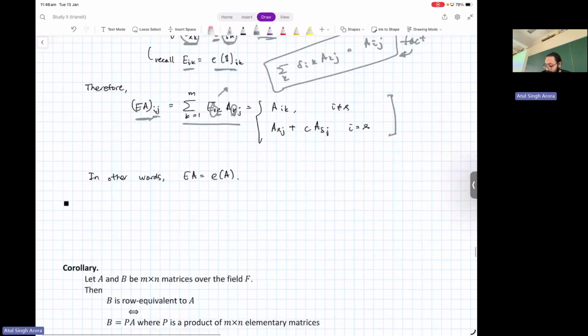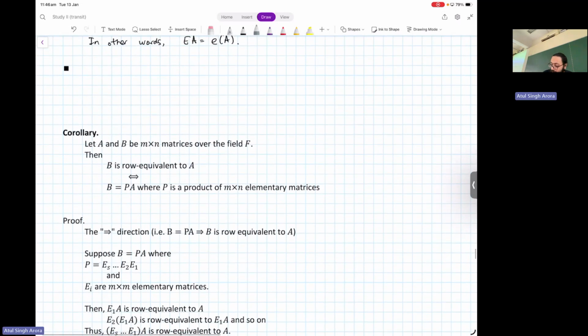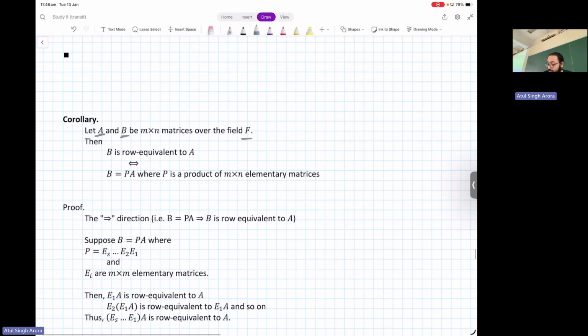We went through the proof of this last time. So today we're going to look at the following corollary. The corollary says: let A and B be m cross n matrices over the field F. Then the following two statements are equivalent. The first statement is saying that B is row equivalent to A.